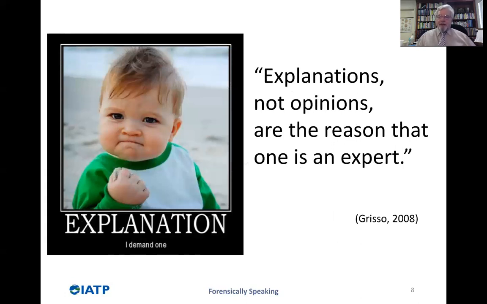Now, for an expert, it's explanations, not opinions. They're not looking for a conclusion that is based on your clinical judgment. What they're looking for in the court or in a forensic setting is what are the proofs for the judgment, conclusion, and recommendations that you give. So explanations, not opinions, are the reason that one is an expert.